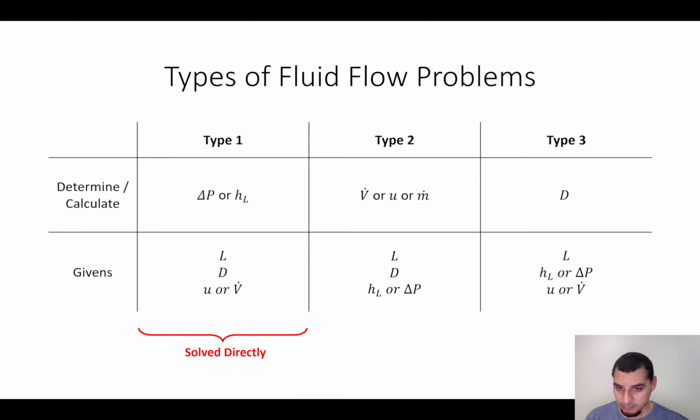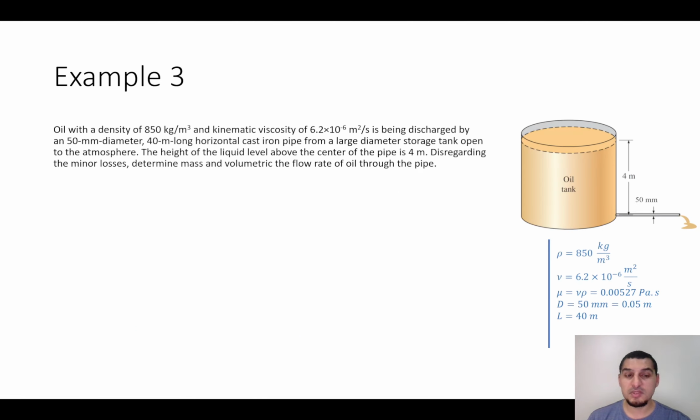We calculate epsilon over d, then Reynolds number, and then friction factor, and then the losses. So it's a straightforward solution. Now we are going to discuss the second type, where we have different givens and different requirements, or something that we want to calculate. Here we will need to calculate the volumetric flow rate, the velocity, or the mass flow rate. And we are given the length, the diameter, and delta P or the losses, whichever of them. So let's see how we can deal with such problems.